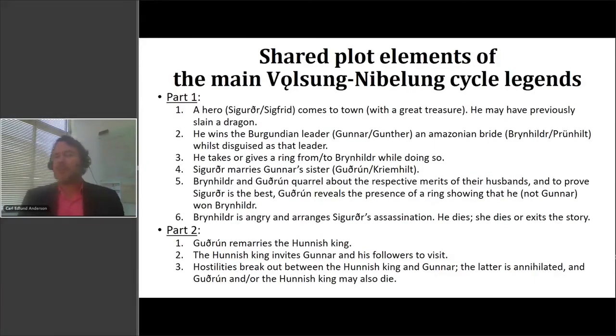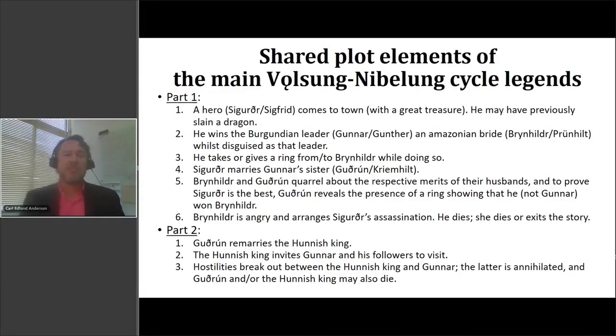But before we look at what Tolkien did with these stories, we can at least sketch out the main elements of the shared plots between the various medieval versions. At their core, the narratives of the medieval Vålsung-Nibelung legends deal with themes also well represented in other examples of literature from the early Germanic-speaking world.